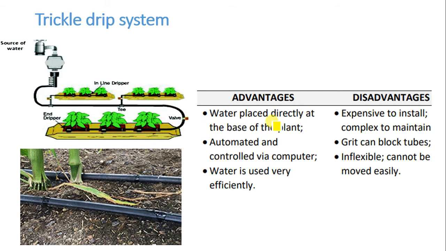Now, the advantages: water is placed directly at the base of the plant, it can be automated and controlled by computer, and water is used very efficiently. Now, the disadvantage is that it's expensive to install and complex to maintain. Grit can block tubes, so water will not come out, and it's inflexible, which means it cannot be moved easily.